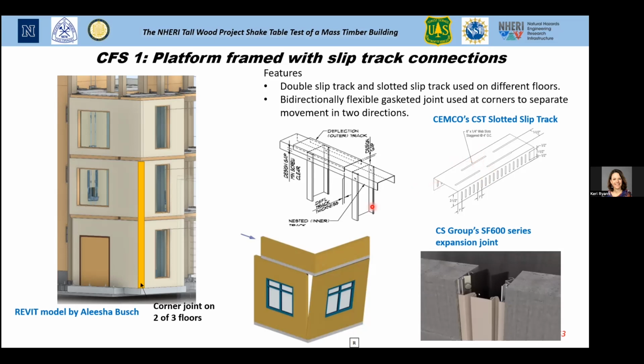Now, what happens at the corner? Because this visual down here gives a nice visual of the problem. When you accommodate the slip in plane, there is an incompatibility with what happens out of plane. Right, you've got a big space in the corner there. The corner wants to open or close. So that's where CS Group comes in. They have a wide variety of different expansion joints, and we are using one of their expansion joints at the corner to accommodate that movement.